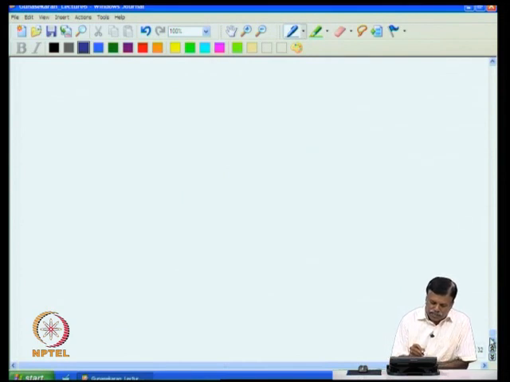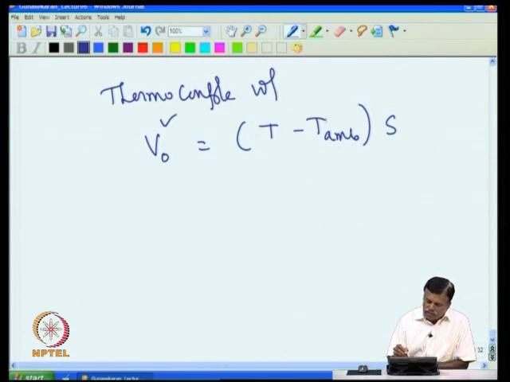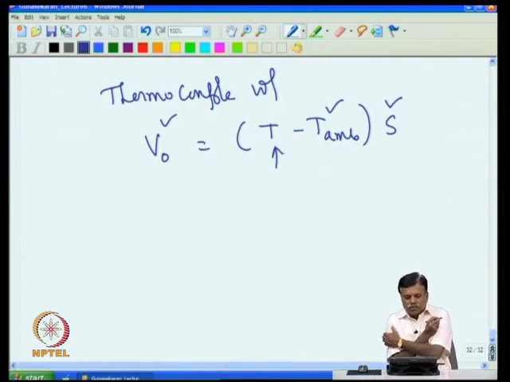What is normally done is to measure the thermocouple voltage. Thermocouple voltage is actually nothing but T minus T ambient into S. So that is the voltage output. We know the voltage output here, and we know the ambient temperature. We know S, so T can be calculated. This is how this is done.